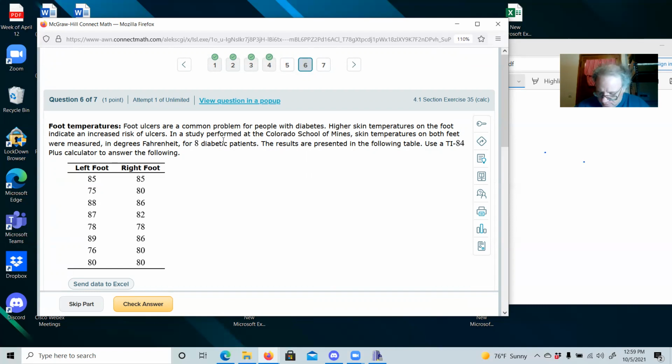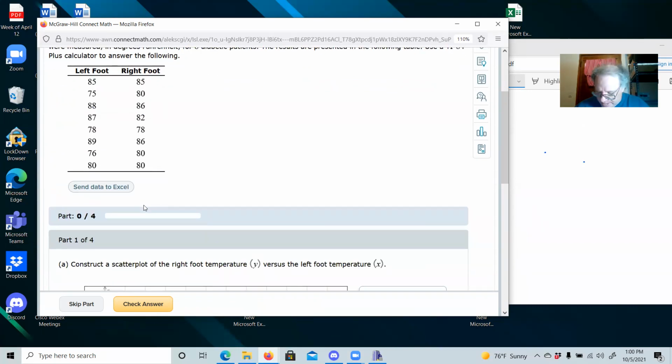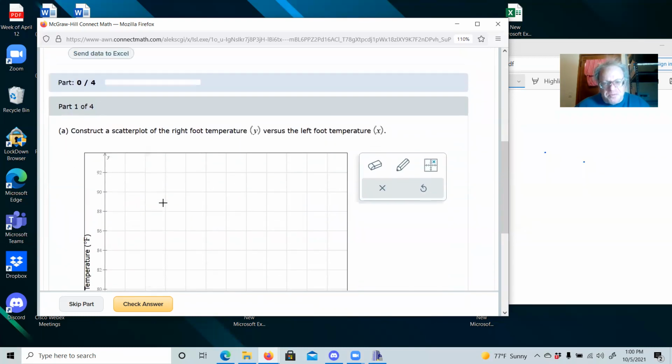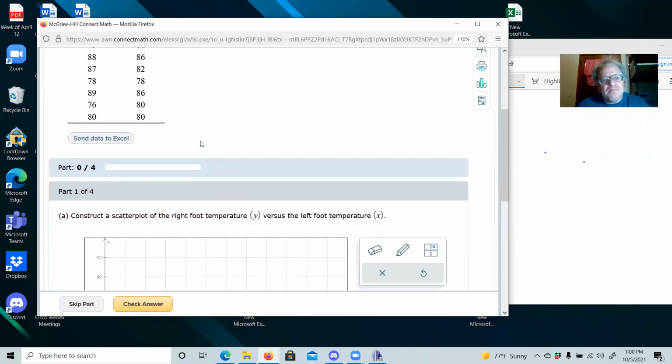All right. So 88 and 86. I'm just writing these down so I can type them in quickly to plot them. 78, 78. 89, 86, 76, 80, and then 80, 80. I like the people who have the same temperatures. I think they're doing pretty well managing that, but I don't know.